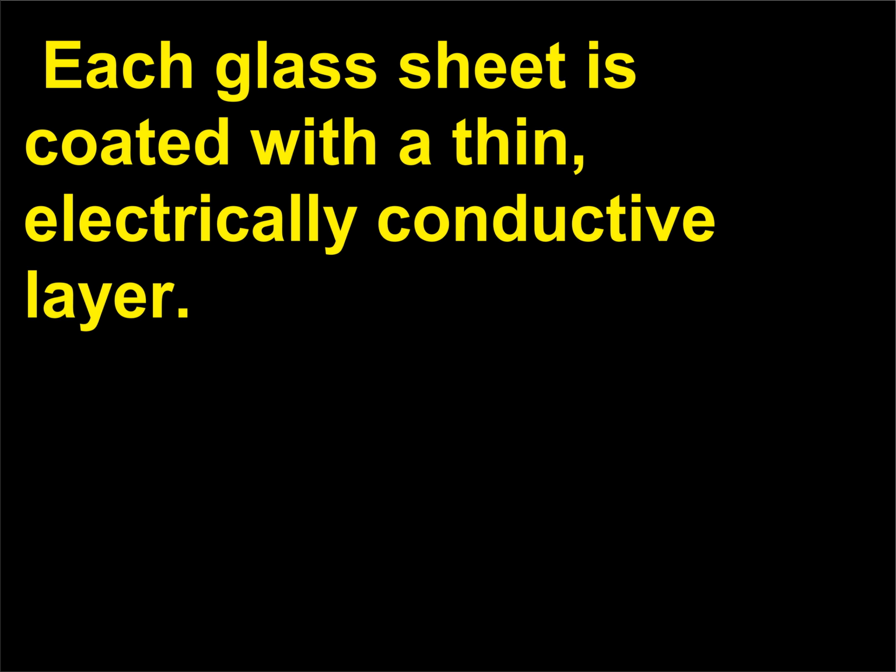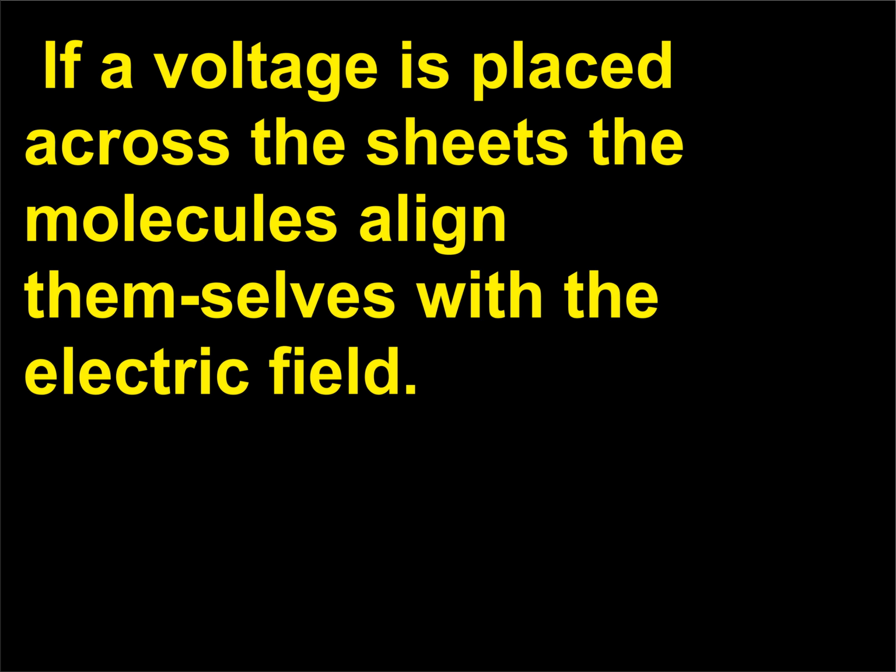Each glass sheet is coated with a thin, electrically conductive layer. If a voltage is placed across the sheets, the molecules align themselves with the electric field.